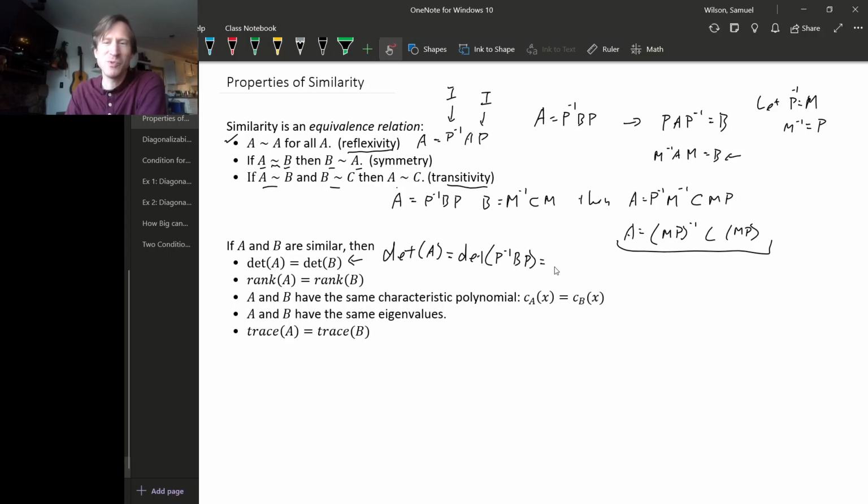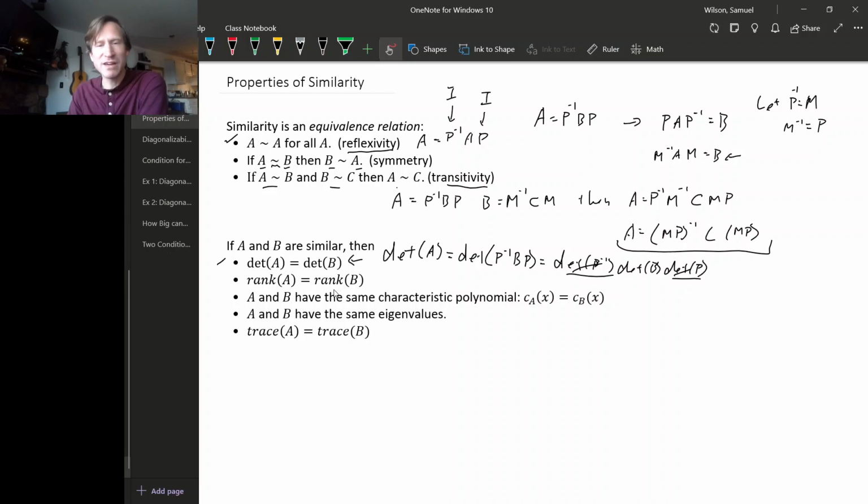But then we can break this determinant up. So determinant of P inverse times determinant of B times determinant of P. But then the determinant of P inverse and the determinant of P, those are reciprocals, so those are going to cancel, and we just get the determinant of B. So that one's pretty straightforward.